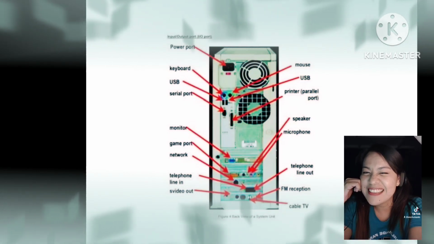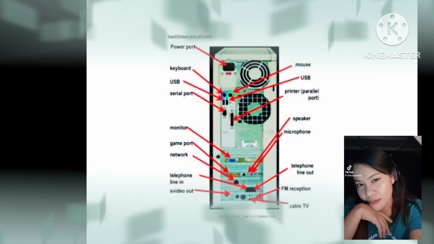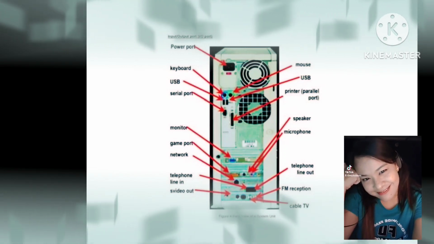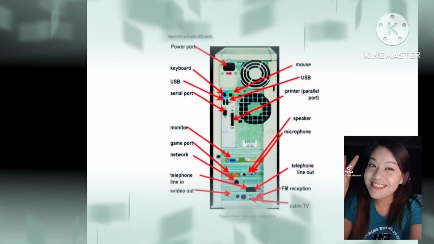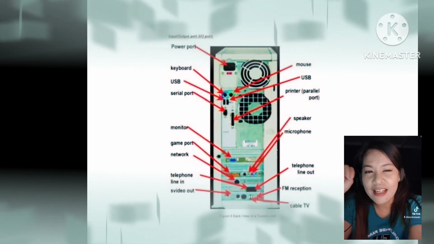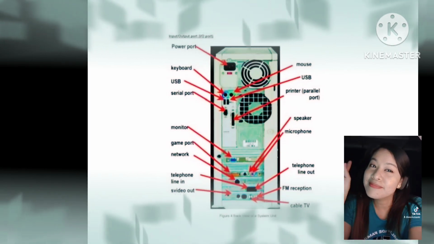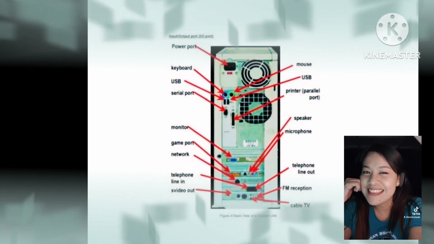Next is the serial ports. Serial ports are used to physically connect asynchronous devices to a computer. They are located on the back of the system unit, either integrated or using a multi-port adapter, such as the 2-port, 8-port, 16-port, and 128-port asynchronous adapters.